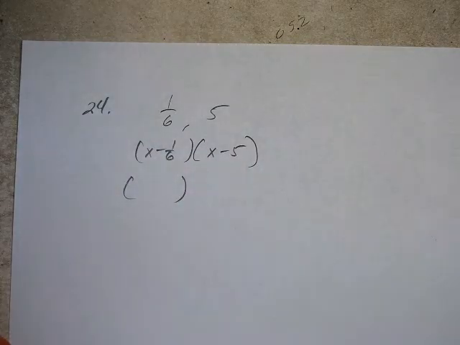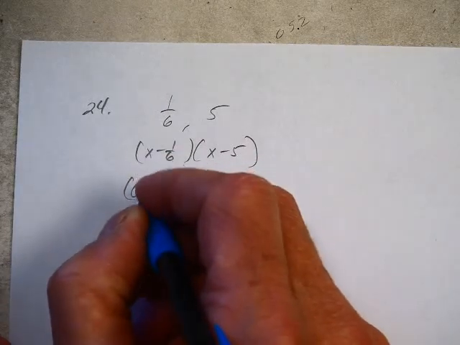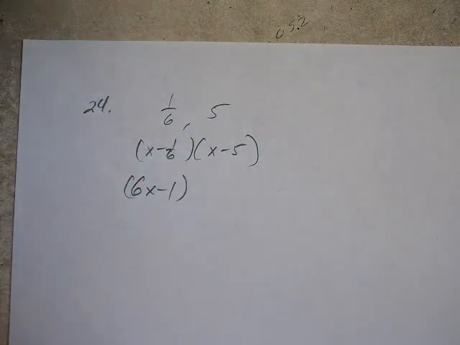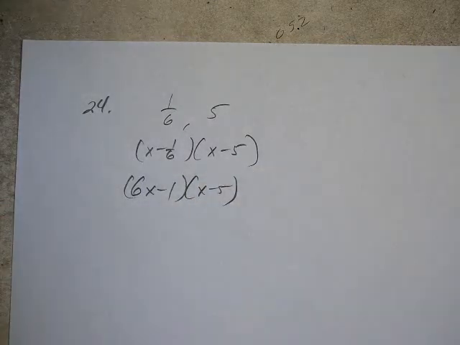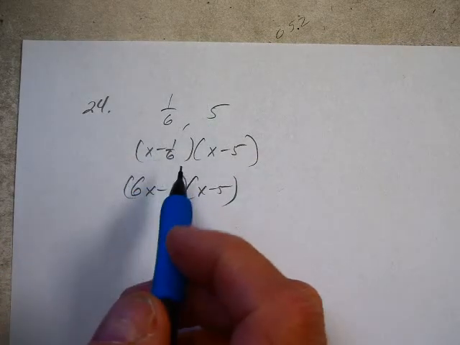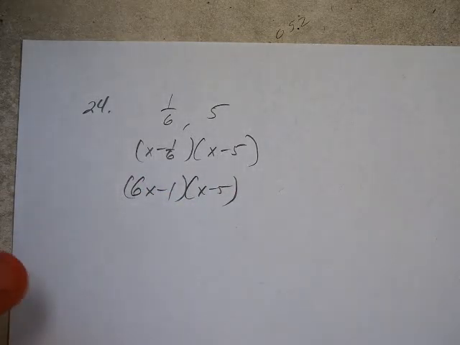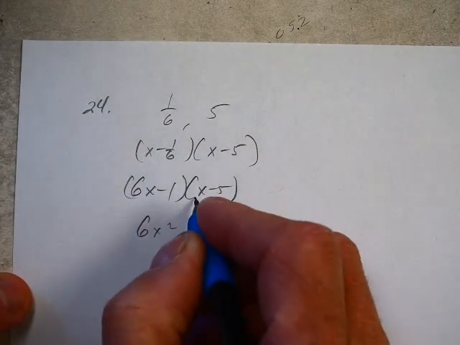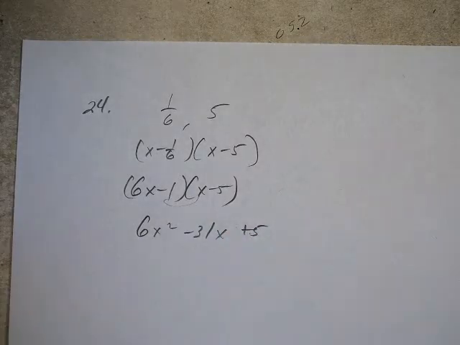So on this one, okay, we're looking at 1/6th and 5. So 5, obviously, if we look at a binomial, it's going to be x minus 5. Okay, what is it for 1/6th? We could go x minus 1/6, okay, and that wouldn't be a bad thing, but oh man, I sure like to stay away from fractions when I can.